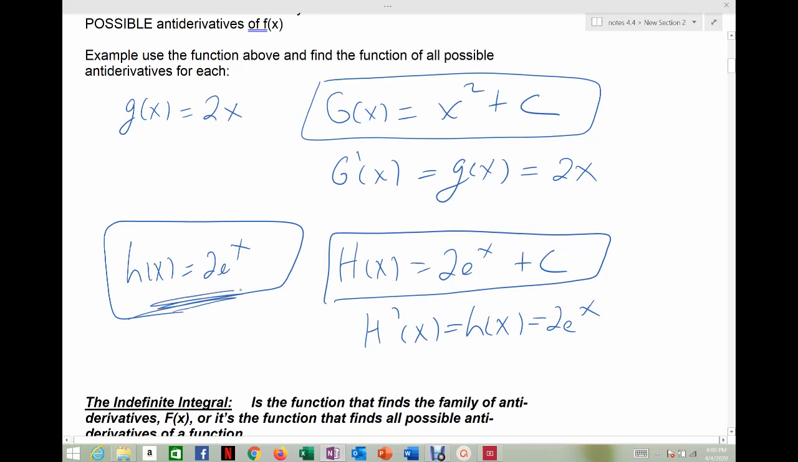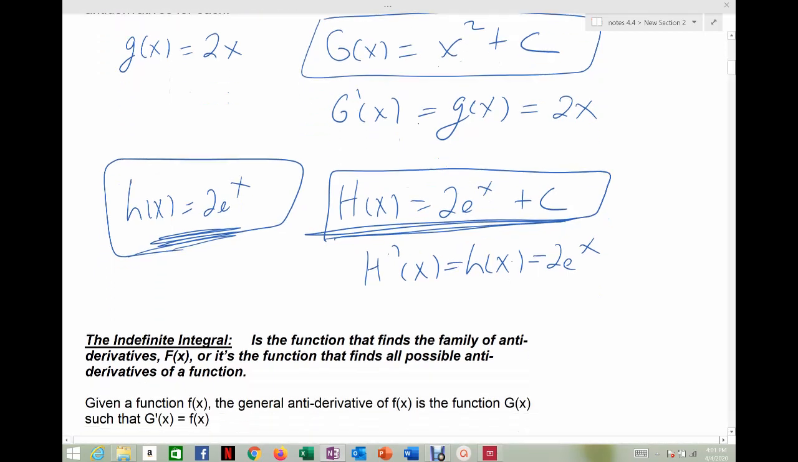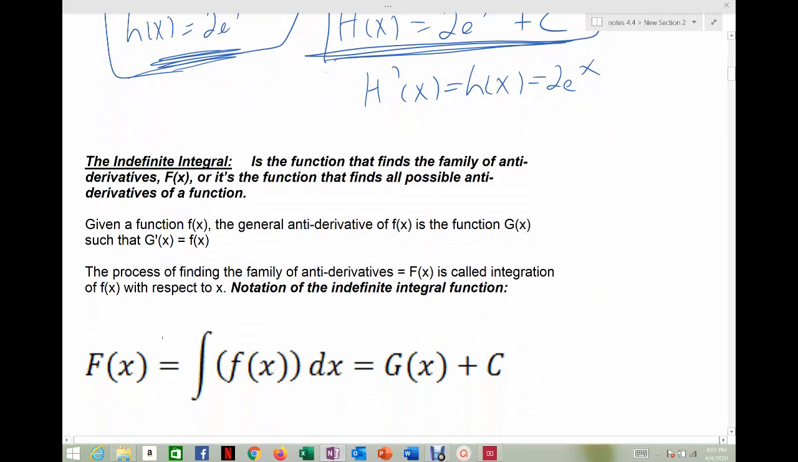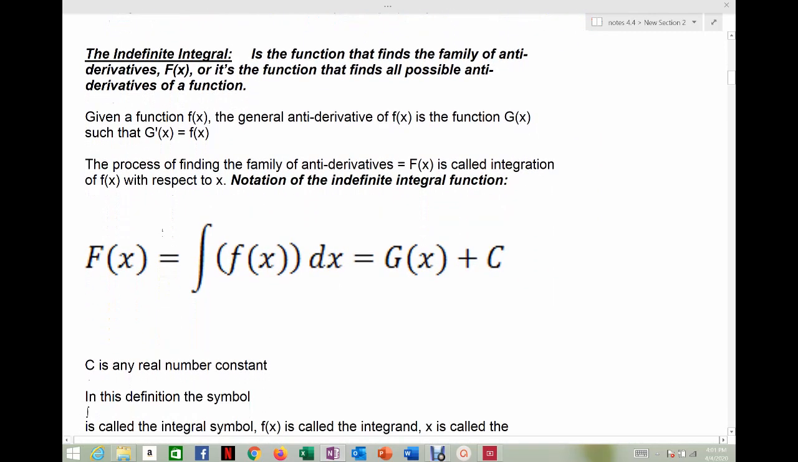This function is the derivative of infinitely many functions because I can tack on any constant I want from infinity to negative infinity, right? And so that c is important, and you have to remember to add it. All right, so some notation that we use. So again, math, it's a language. We use our own symbols and our own notation.